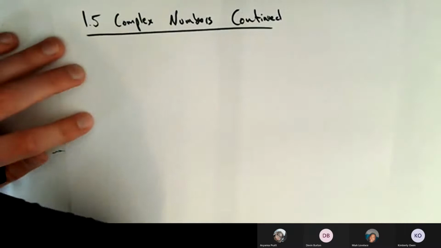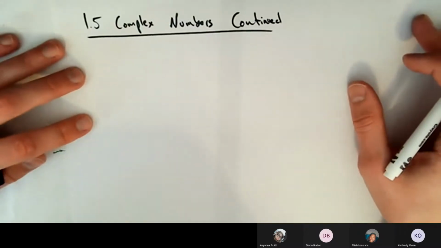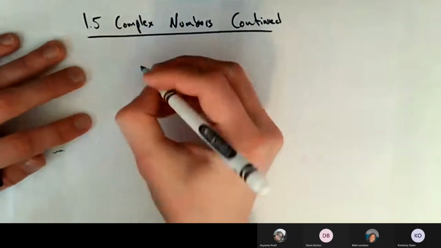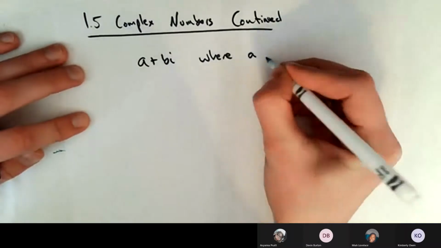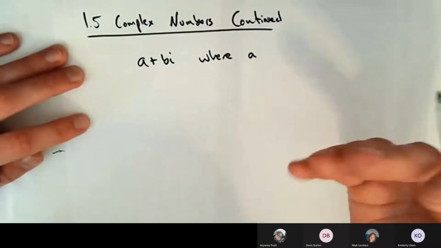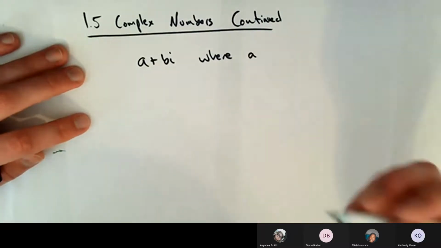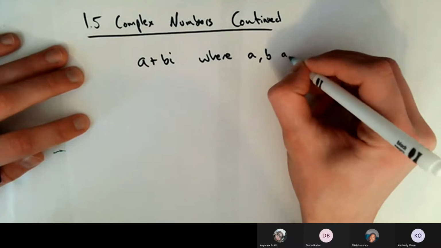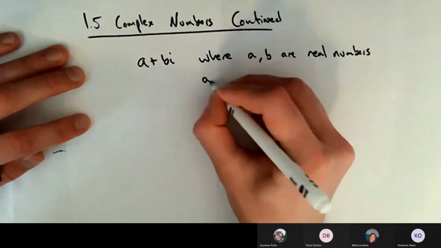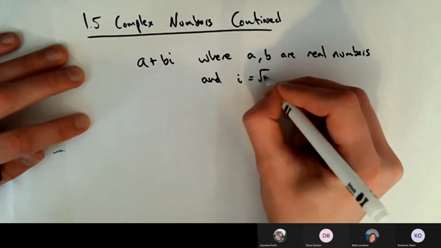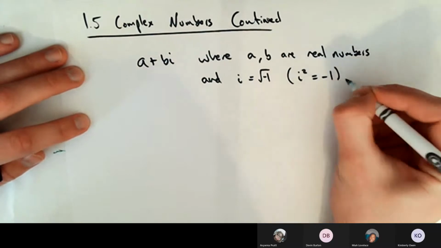Okay, so last time we defined what a complex number was. It's a number in the form a plus bi, where a and b can be any real numbers. So complex numbers are built from real numbers, just attaching that letter i to the real numbers. And i is equal to the square root of -1, which equivalently we can say i squared is equal to -1.